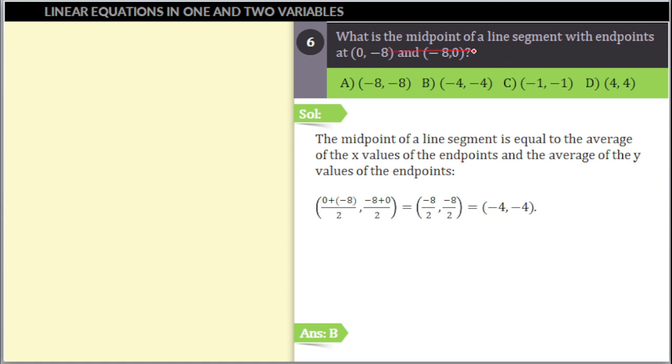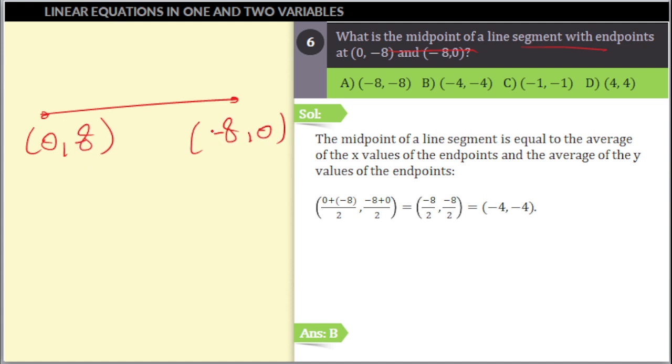What is the midpoint of the line segment with these endpoints? So there is 0 comma minus 8 and minus 8 comma 0. These are the endpoints. We have to calculate the midpoint's coordinates.